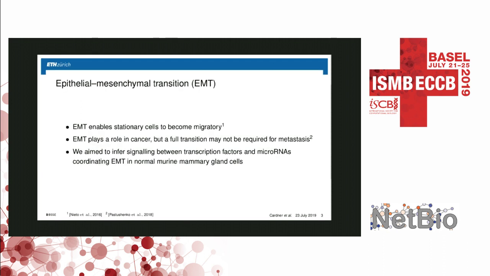So the biological backdrop is epithelial to mesenchymal transition, EMT. This is a process by which epithelial cells become migratory, mobile, and it's a part of development in general, but also has a role to play in cancer metastasis. And the aim was to infer the signaling network coordinating EMT, a signaling network of regulators such as transcription factors and microRNAs.